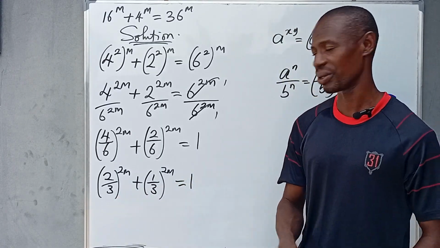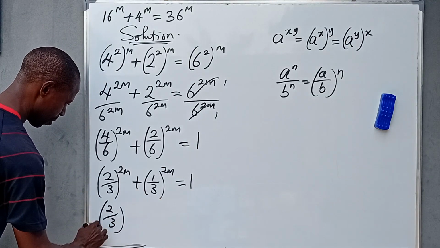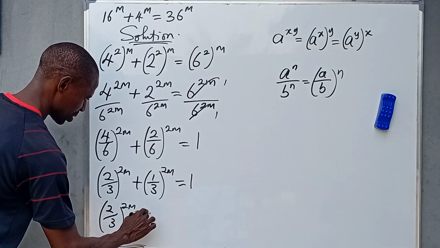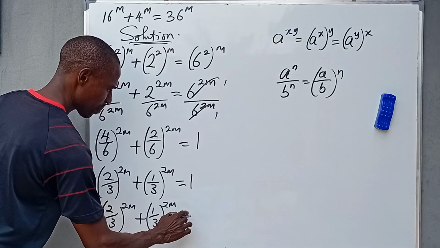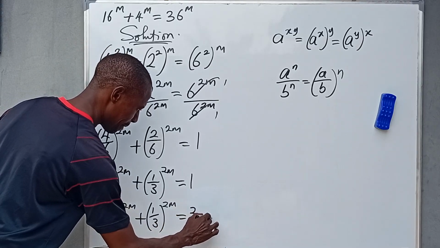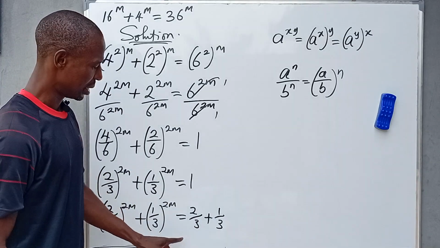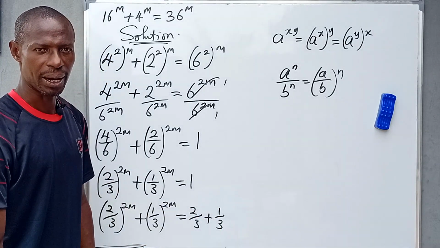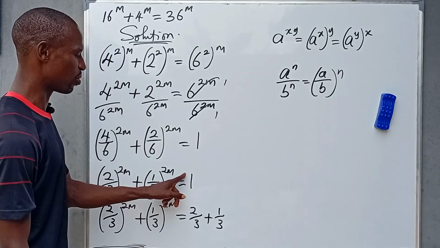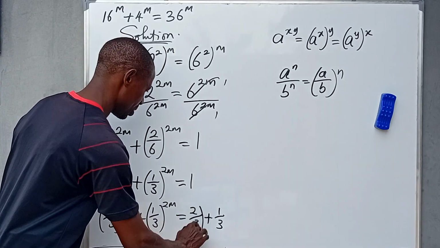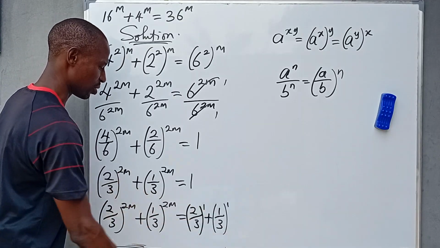So how do we rewrite this 1 on the right hand side? This is going to give us 2 over 3, all raised to 2m, plus 1 over 3, all raised to 2m, equal to 2 over 3 plus 1 over 3. The LCM of this is 3, and if we add this together, that will give us 3 over 3, which is 1. So this expression is equal to this. Now if I put this in brackets, it means this is to the power of 1, and this is to the power of 1.